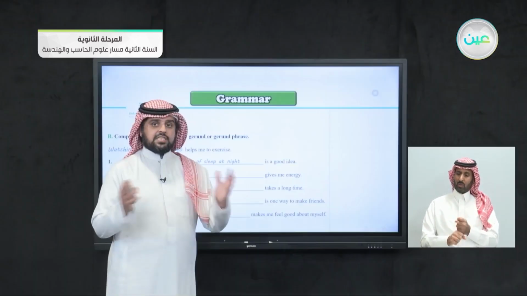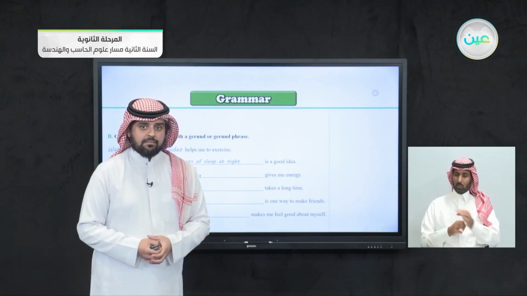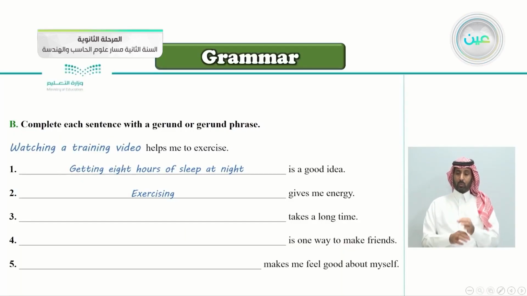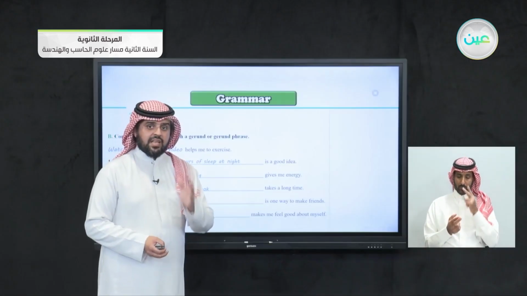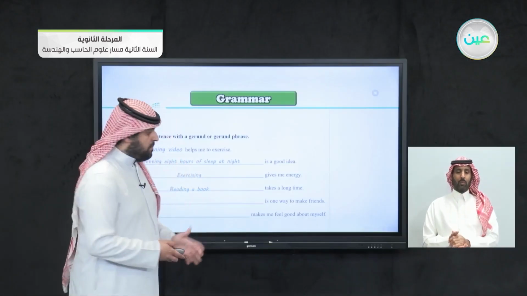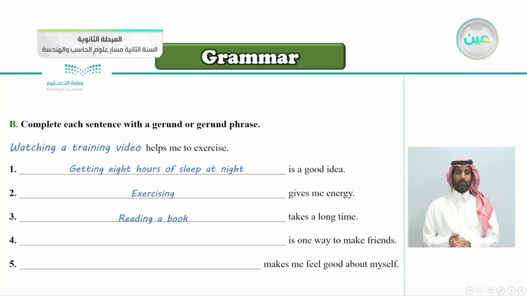Number 3, takes a long time. Something that takes a long time. For example, here I have written reading a book takes a long time. Of course, this is true. And remember always to start with a gerund as a subject here. Reading a book. Number 4 is one way to make friends. So one way to make friends is joining a club, for example. Joining a club, maybe a book club or anything here. Joining a club is one way to make friends.